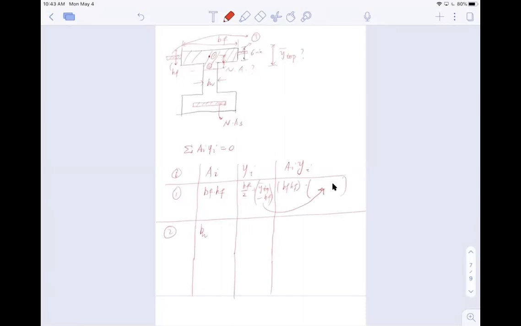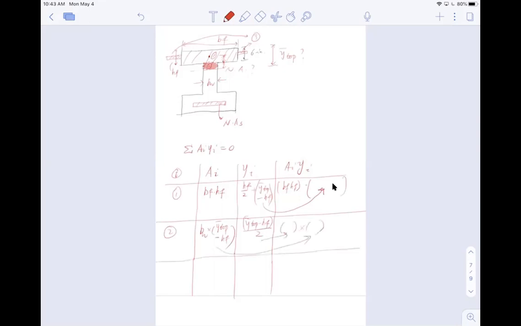Now I'm talking about part 2 here, this tiny part. Can you see my screen? Yes. Okay, good. So now I'm going to use bw, which is the width, and multiply by y top minus hf. The distance will be y top minus hf, divided by 2. So just multiply them together.